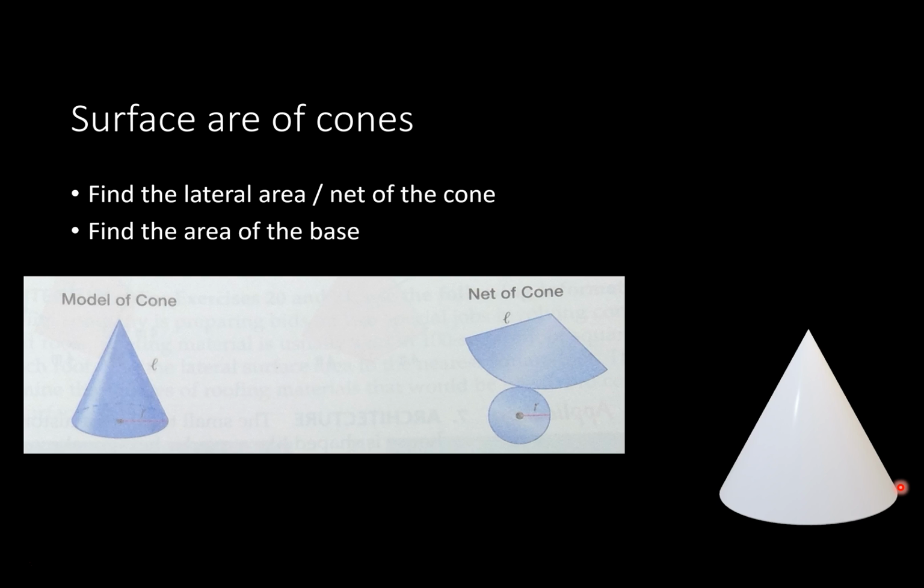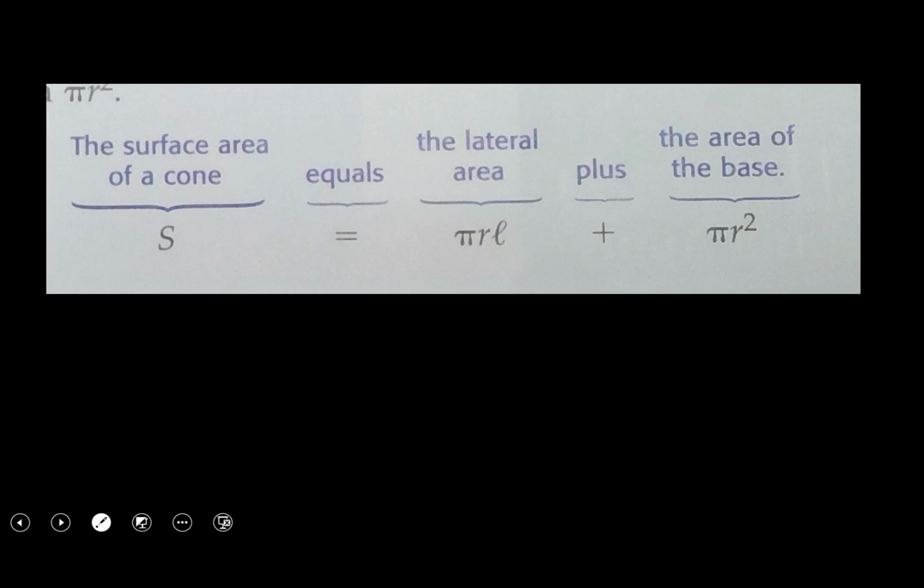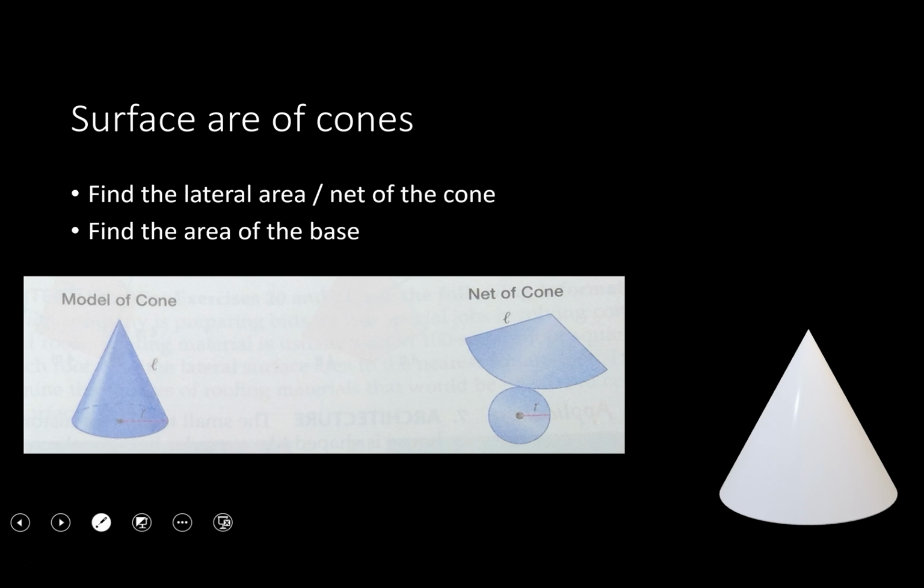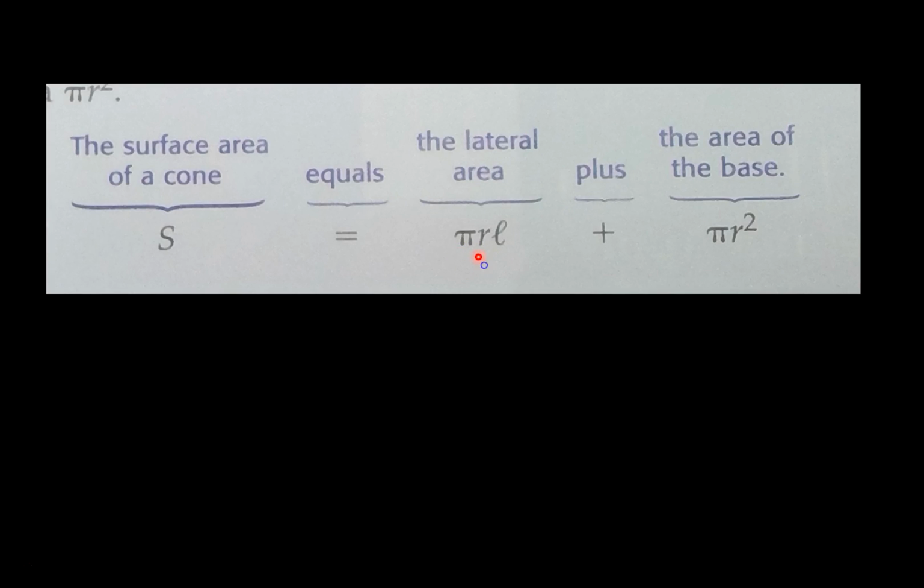area of the base. Okay, so in order to do that, you're going to use the lateral area. So to find that lateral area, you're going to take pi times the radius times the length. So whatever length they give you, could also be similar to the slant height. So that would be the length of the side of the cone. So your lateral area is pi times the radius times the length, and then you're going to add the area of the base, pi r squared, which we already know how to do.